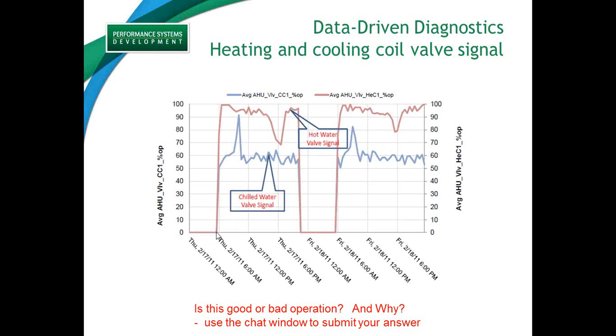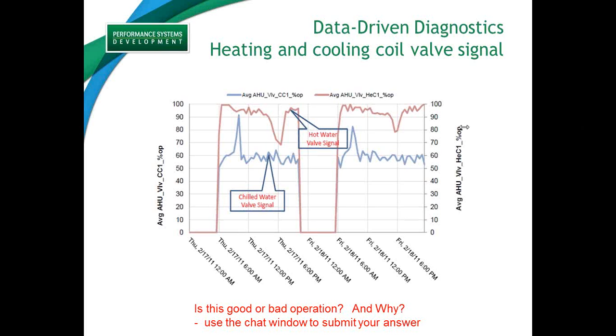then comes 6 o'clock in the morning or a little beforehand, the heating valve opens up to 100% and kind of stays mostly up there, drops down sometime in the evening, jumps back up, drops back down. So what's going on here? And then, at the same time, the chilled water valve is open at 60% or more for most of the time.